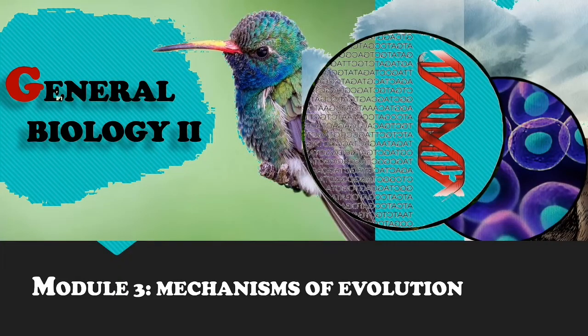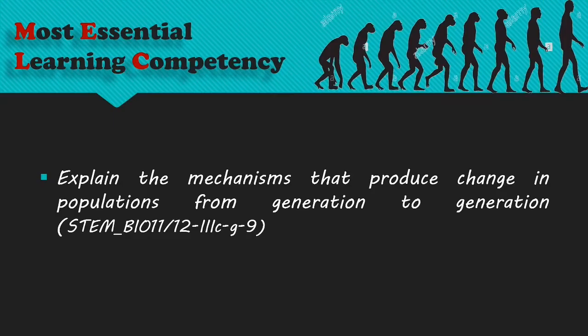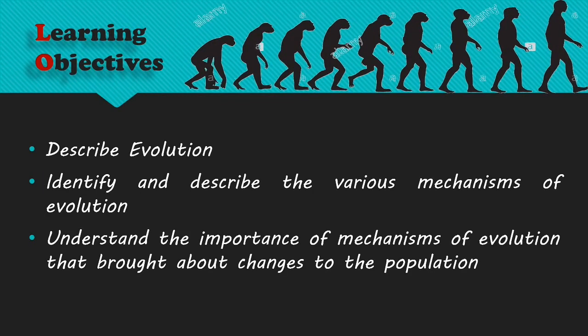Mechanisms of evolution. Most essential learning competency: explain the mechanisms that produce change in a population from generation to generation. For learning objectives, you're going to describe evolution, identify and describe the various mechanisms of evolution, and understand the importance of mechanisms of evolution that brought about changes to the population.